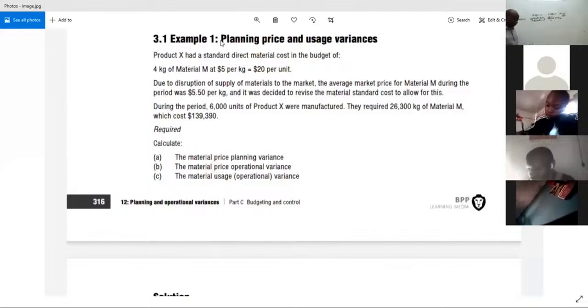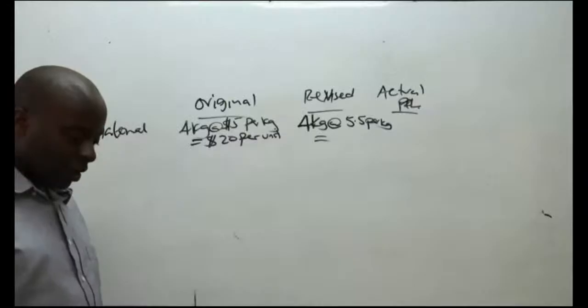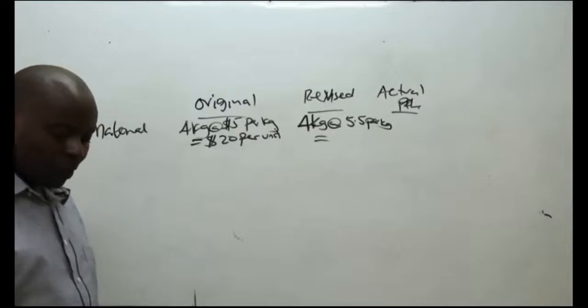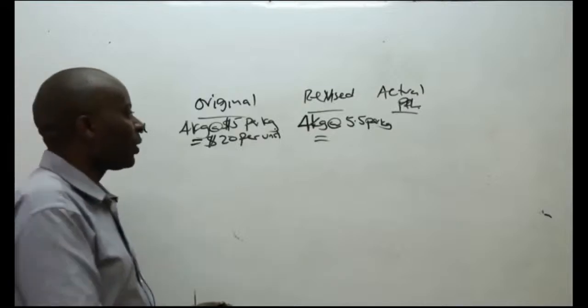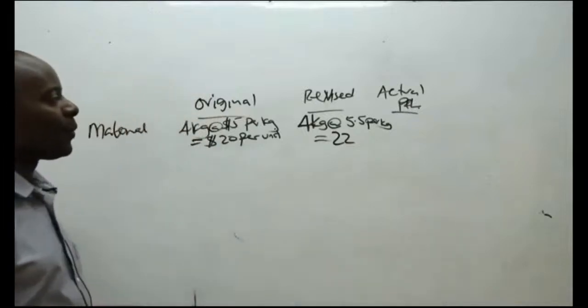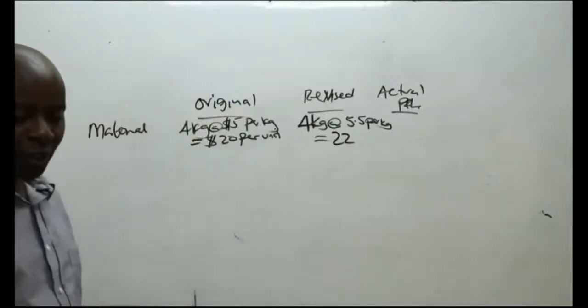So 4 kilograms times 5.5. I'll use my calculator here very fast. 4 times 5.5 gives us what, somebody there? Gives us 22. And then what are they telling us about the actual?